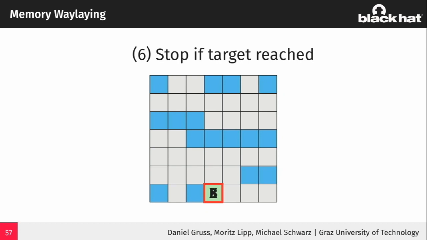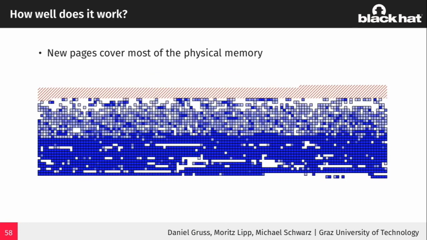Okay, but do we really reach all the physical pages? Don't we get just the same physical page all over again? In fact, we do not, as we can see on this graph. So whenever we get a new physical address for our page, with a high chance it's a new physical location and not the same, as we can see in this plot.